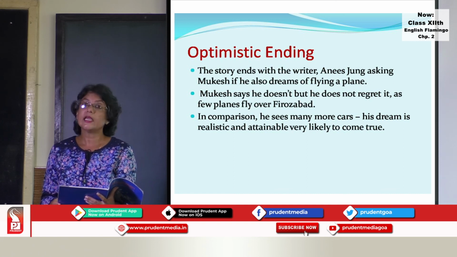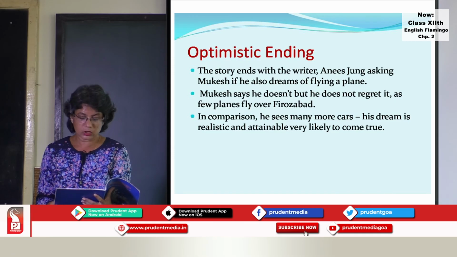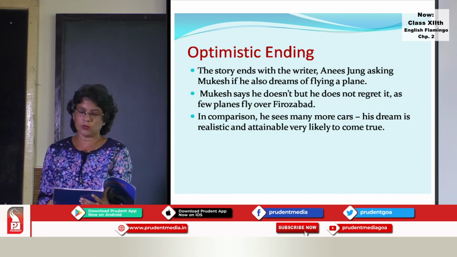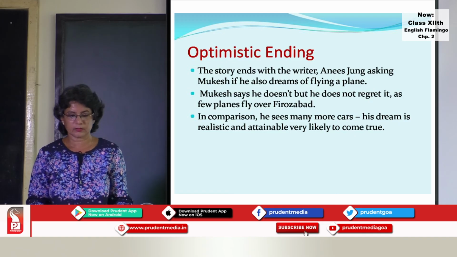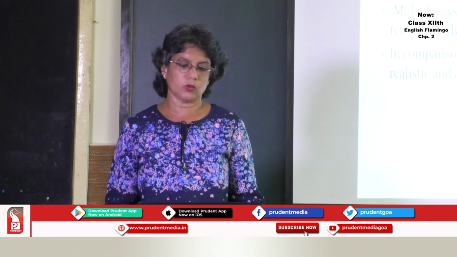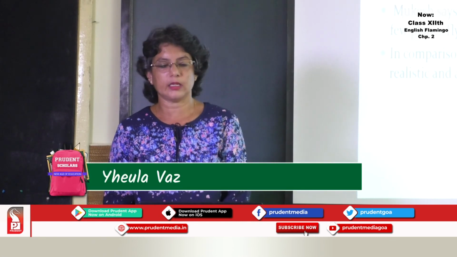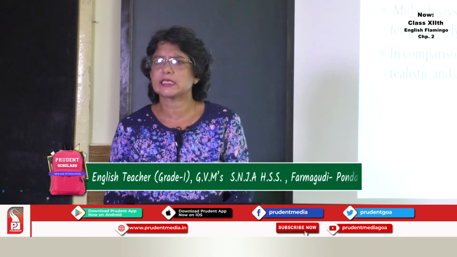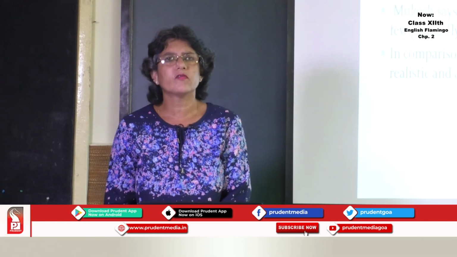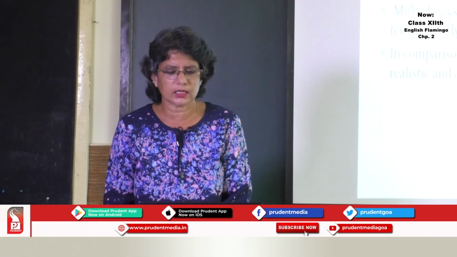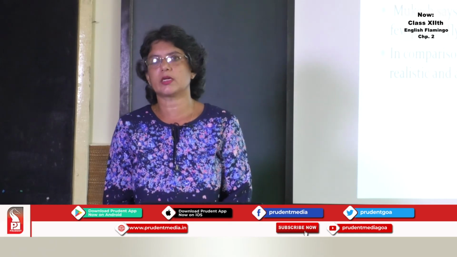In a small murmur, there is an embarrassment that has not yet turned into regret. He is content to dream of cars that he sees hurling down the streets of his town. Few airplanes fly over Firozabad. So the story ends on an optimistic note. It ends with Anees Jung asking Mukesh if he also dreams of flying a plane. Mukesh says he doesn't, but he has no regrets, as there are very few planes that he sees over Firozabad. However, he sees plenty of cars, and he knows that this dream of his is realistic and attainable. It is very likely to come true.